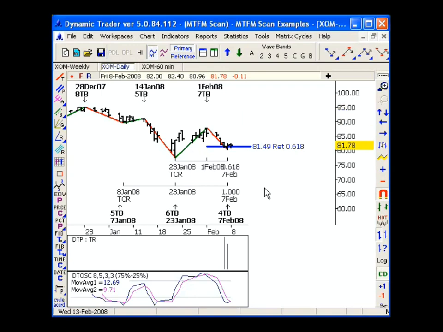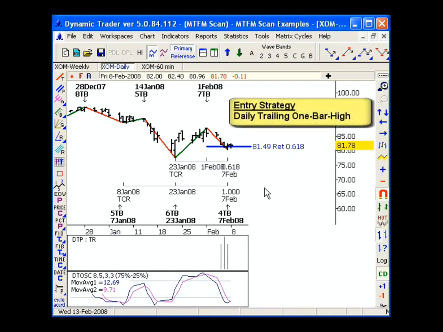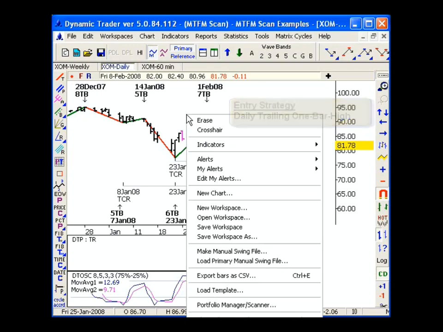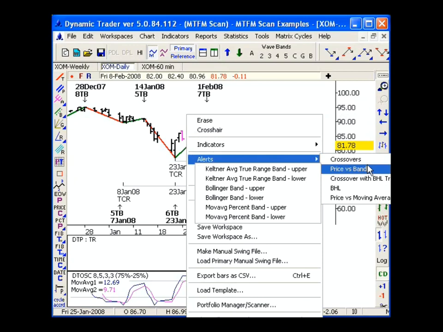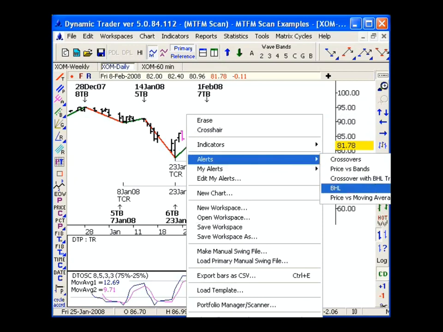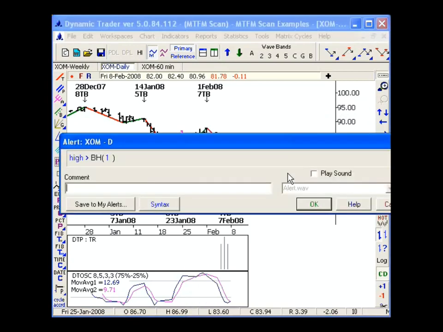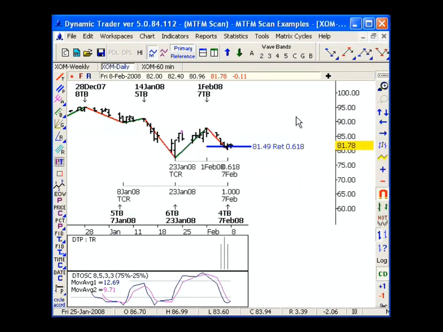The entry strategy we'll use here is the trailing 1 bar high in the daily data. So if the market takes out a prior day's high, we'll go long, our stop against the recent low, and then we'll manage the trade as it progresses. So let's first go to the bar high. We're going to set a little alert on the bar high, and then we'll add some data, and we'll follow this trade along and manage it just as you learned in the book.